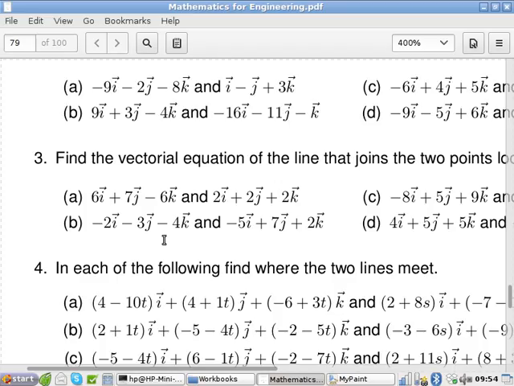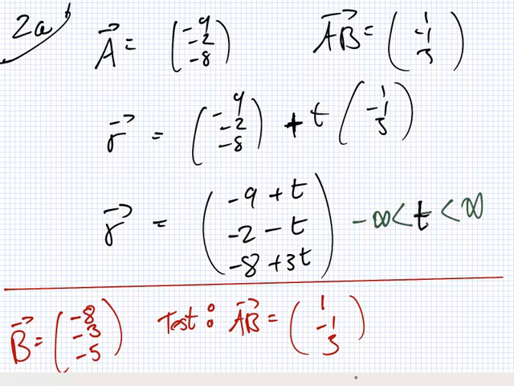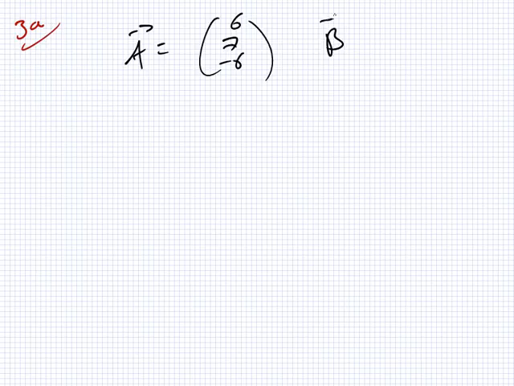Got that finished yet? Nearly. I didn't simplify it though. No, you don't need to. You have A plus TAB, yeah? Okay, let's have a look. Can you just give me the 2 points here? A is 6, 7, minus 6, and the B? 2, 2, 2.